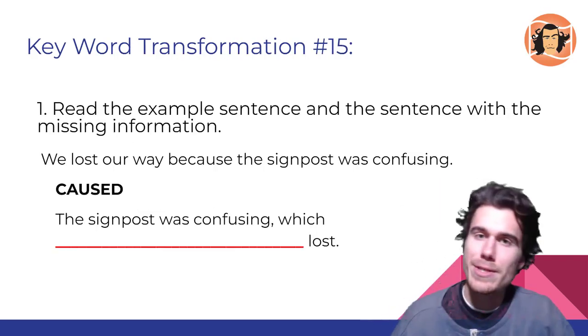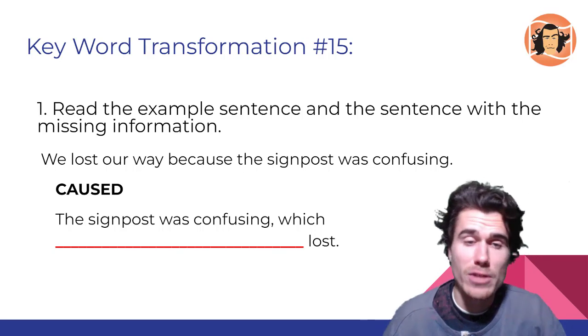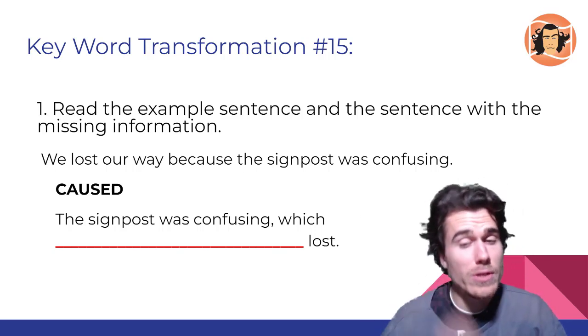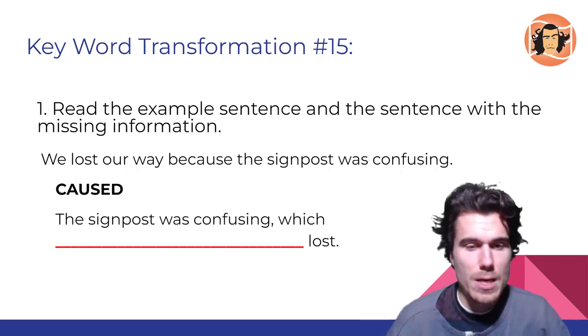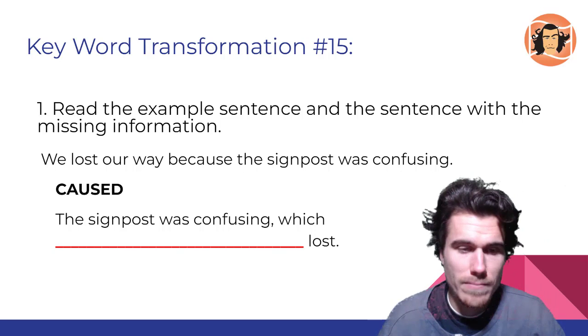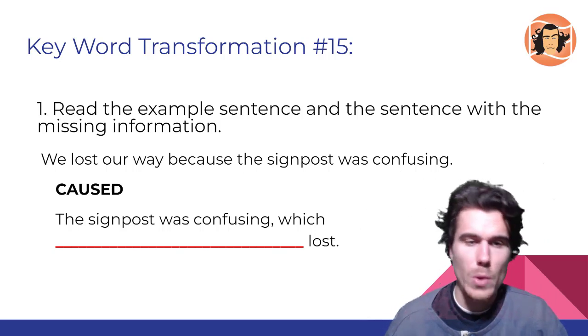Read the example sentence and the sentence with the missing information. We lost our way because the signpost was confusing. The signpost was confusing, which lost. Okay.